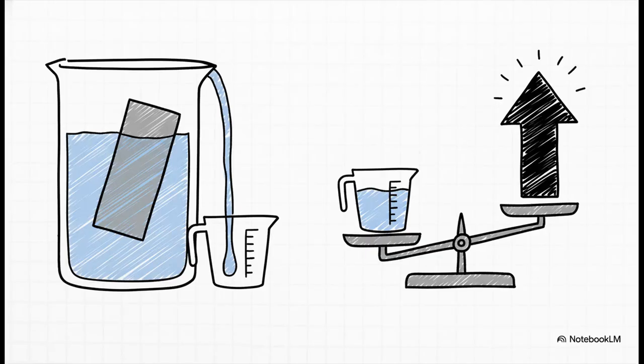So how strong is this upward push? Well, a brilliant thinker from ancient Greece named Archimedes figured it out. He realized that the upward buoyant force is exactly equal to the weight of the fluid that the object shoves out of the way. So if that upward push is stronger than the object's own weight, it floats. If the object is heavier, it sinks. It's as simple as that. It's even the same reason a hot air balloon floats in the sky.